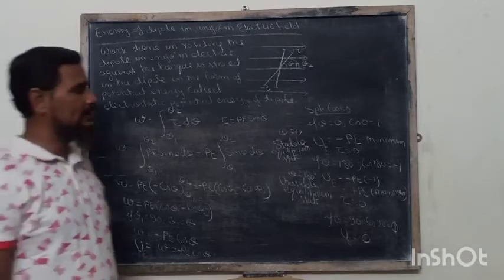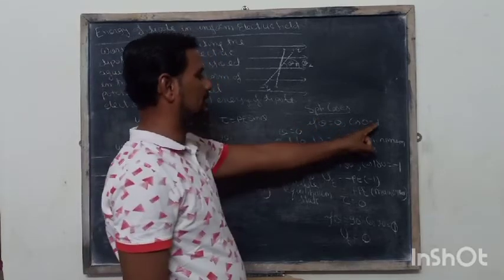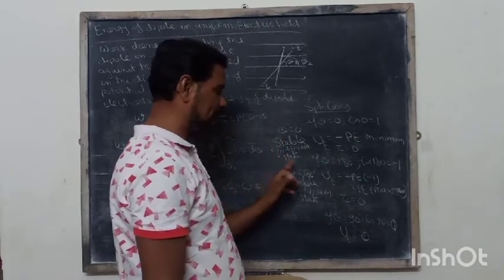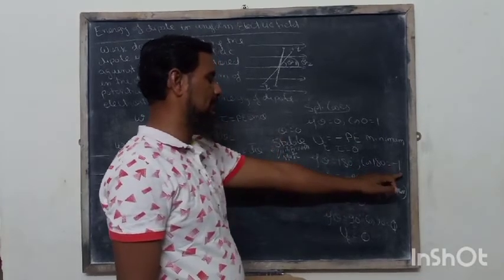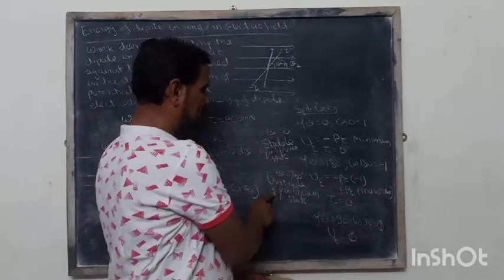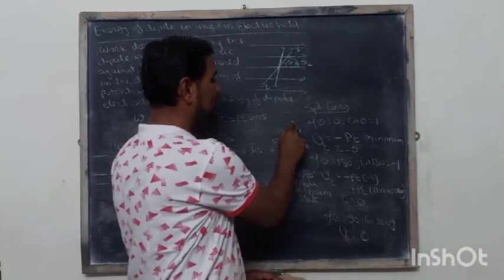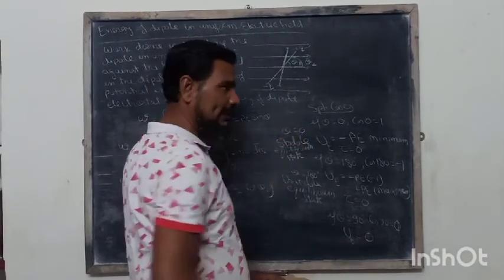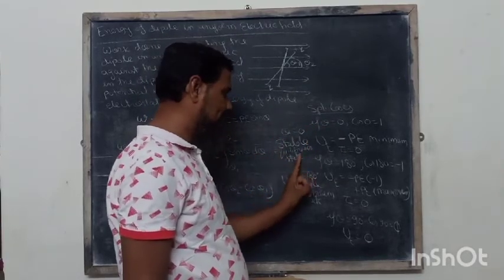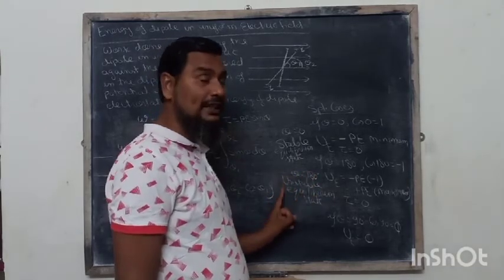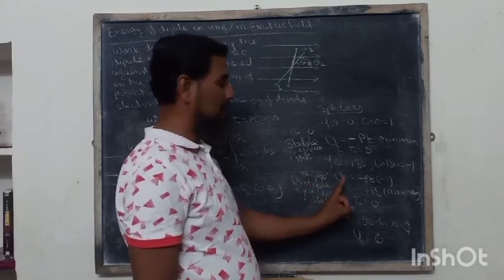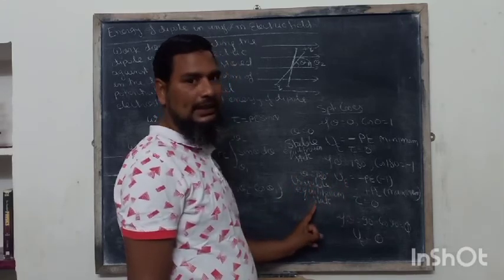So minus Pe cos theta, and if theta is equal to 0, then cos 0 is equal to 1. So with negative, minimum potential energy, this is called stable equilibrium state. Theta is equal to 180, cos 180 is equal to minus 1, so plus PE, unstable equilibrium state. If we change the position of dipole from the stable state, then the dipole returns to this state. That's why this is called stable equilibrium state. And at theta is equal to 180, if we change the position of dipole, then it never returns to theta is equal to 180. So this is called unstable equilibrium state.